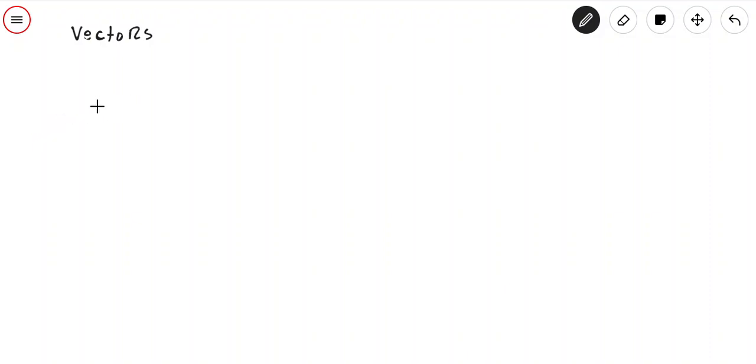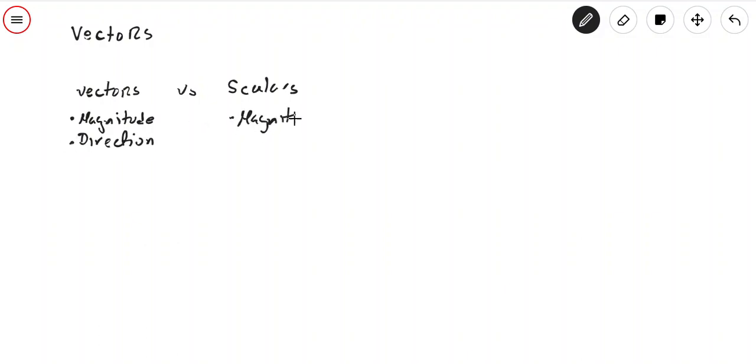The first thing I want to mention is that in physics we are going to be dealing with vectors and with scalars. And we have to be clear that vectors have magnitude and direction, while scalars have only magnitude. So when we're talking about vectors, we're talking about, for example, force. We're talking about velocity. We're talking about acceleration and others.